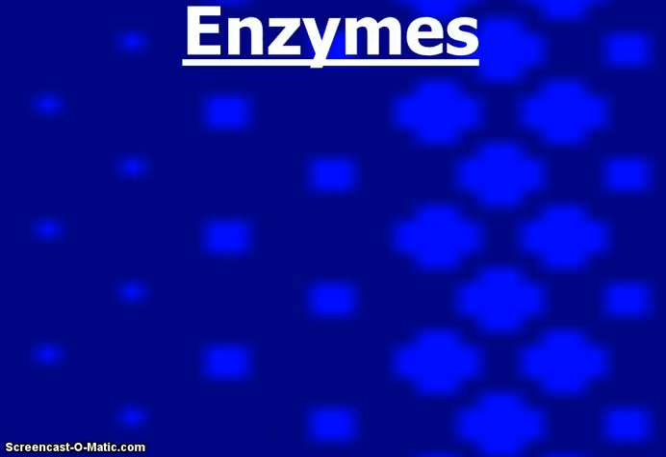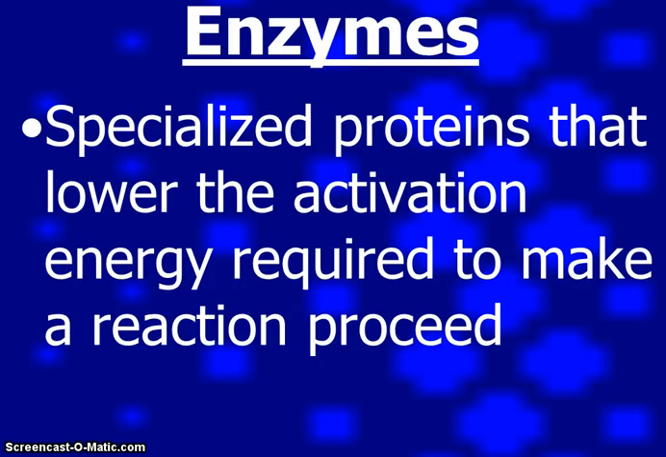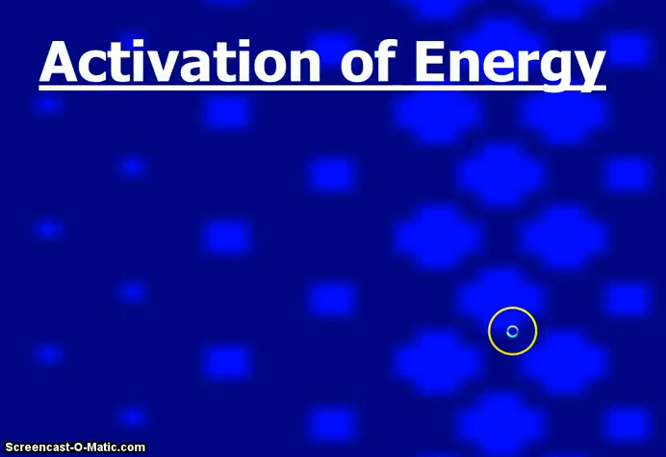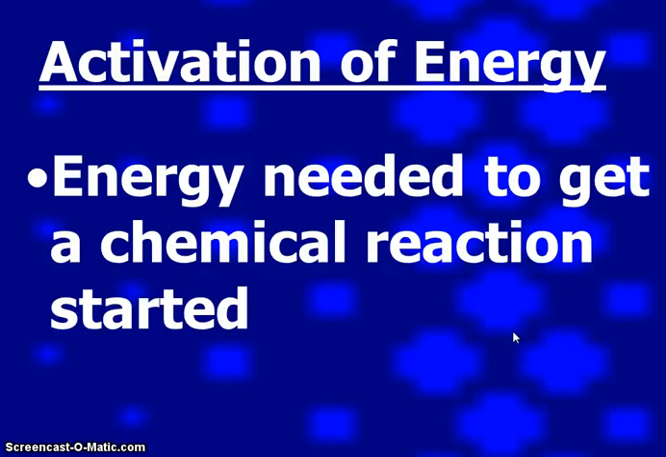about it. An enzyme is a specialized protein that is going to lower the activation energy required to make a reaction proceed. It's a catalyst, okay? And if you remember what the activation energy is, it's the energy needed to get that reaction started. So do you see how it has crunched down? The enzyme will lower that so that the reaction can proceed, okay?